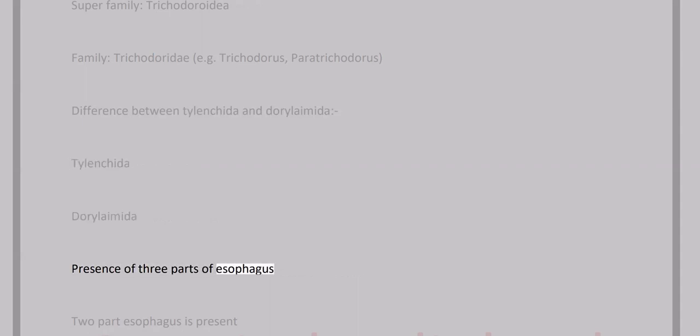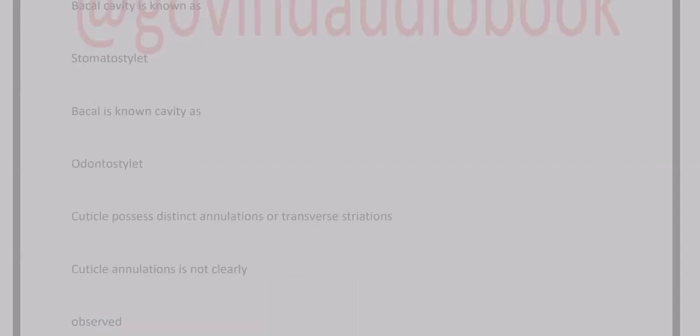Difference between Tylenchida and Dorylaimida. Tylenchida: presence of 3 parts of esophagus, the buccal cavity is known as stomatostylet, the cuticle possesses distinct annulations or transverse striations. Dorylaimida: 2-part esophagus, the buccal cavity is known as odontostylet, cuticle annulations are not clearly observed.